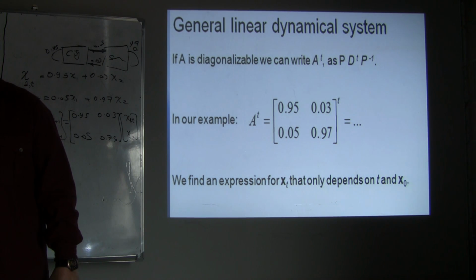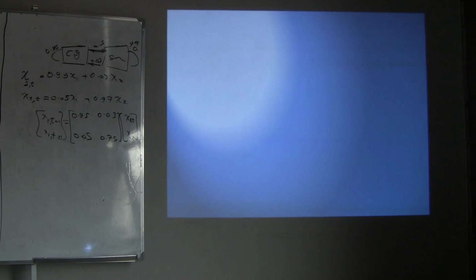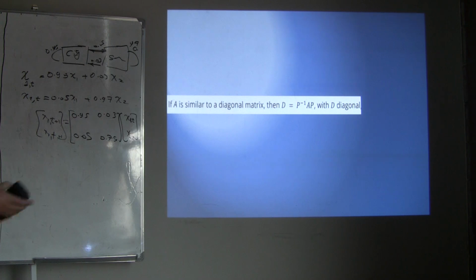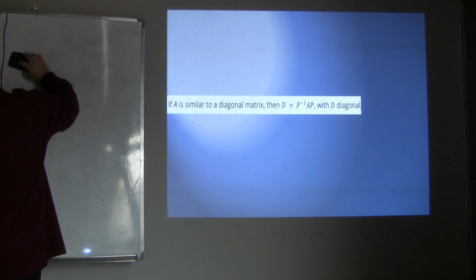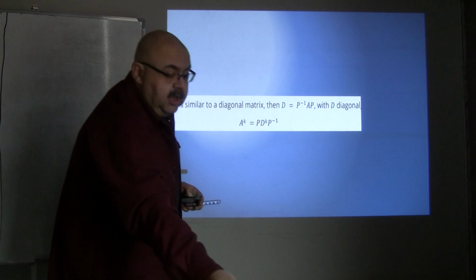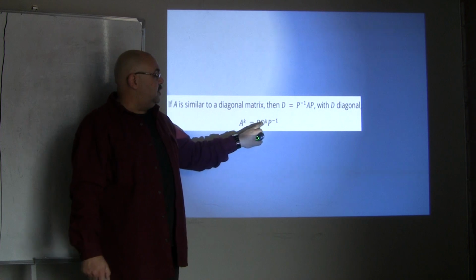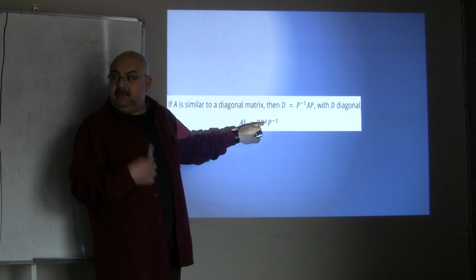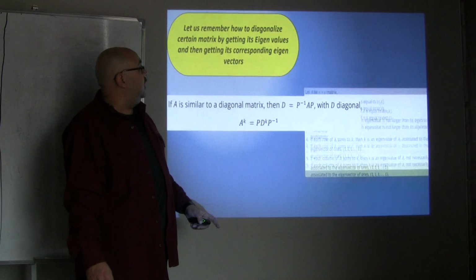The question is, is this matrix diagonalizable? Can I find a diagonal matrix with the same relation that I have? This is really very simple. All I have to do is analyze the eigenvalues and the eigenvectors. If A is similar to a diagonal matrix, then D will equal P inverse AP, and A to the power of K will be equal to P times the diagonal matrix to the power of K, which means the elements of the principal diagonal will take the power, and that's it.